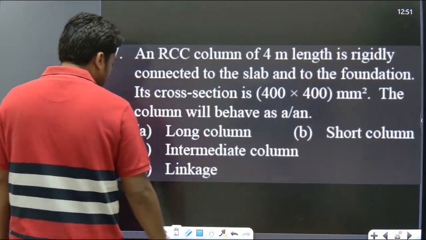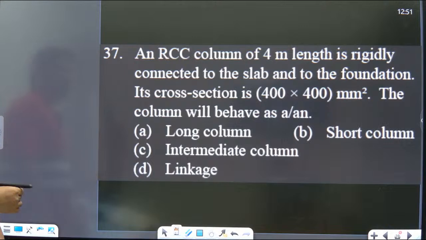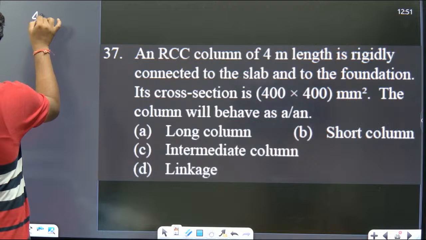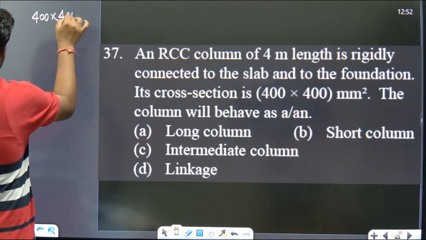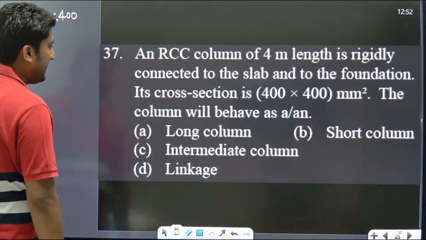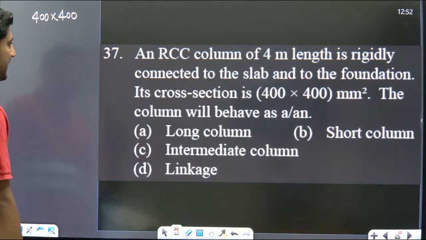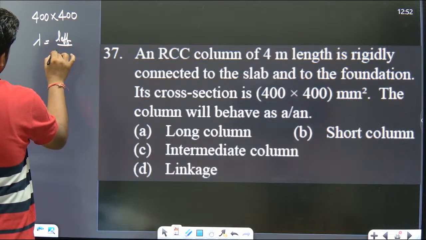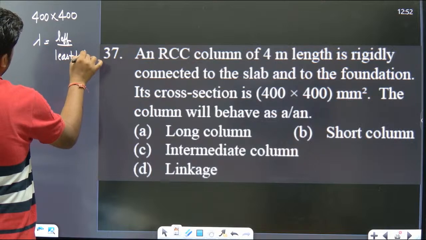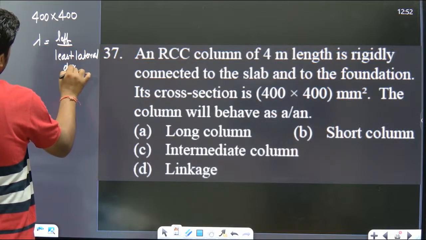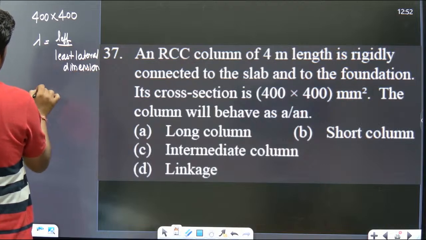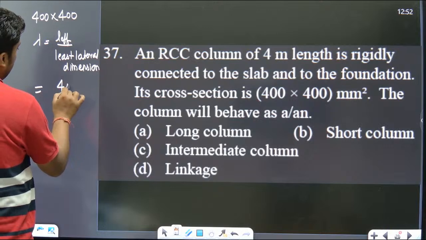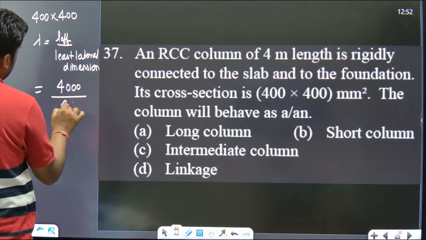Answer this question. An RCC column of 4 meter length is rigidly connected to the slab and to the foundation. Its cross section is a square column of 400 by 400 mm. Will the column behave as a long column or short column? So find out the slenderness ratio. Slenderness ratio is effective length upon least lateral dimension. You can see here both dimensions are 400 mm. So what is the effective length? The column length is 4 meter, that is 4000 mm upon 400. So this value is 10.